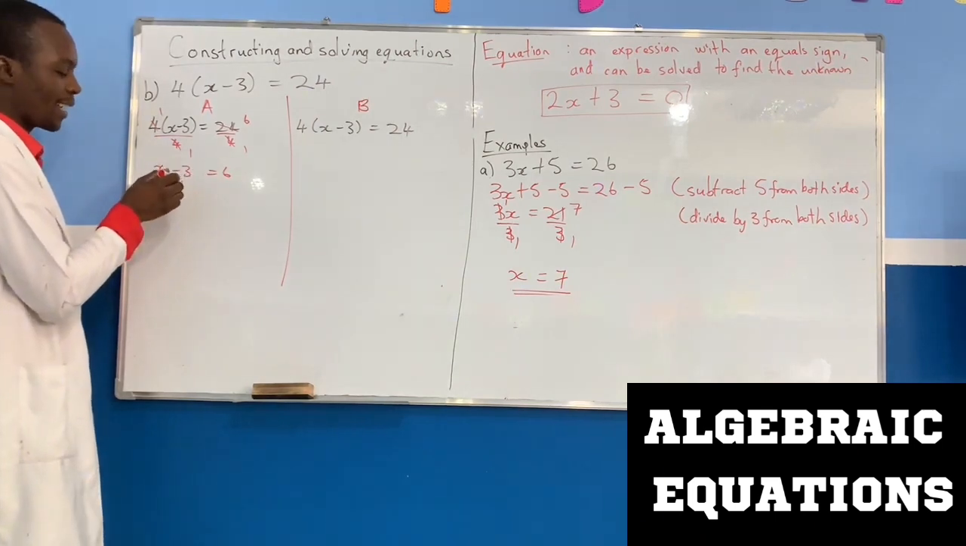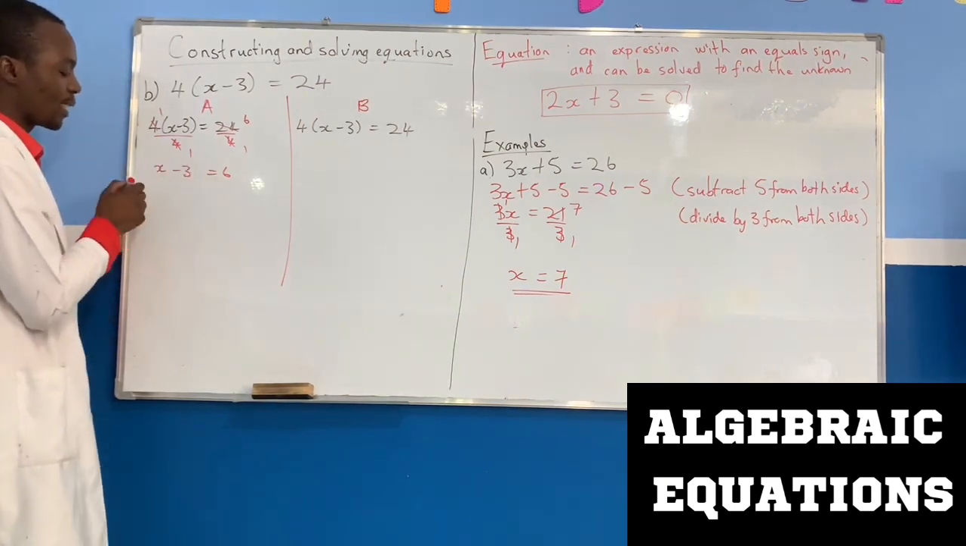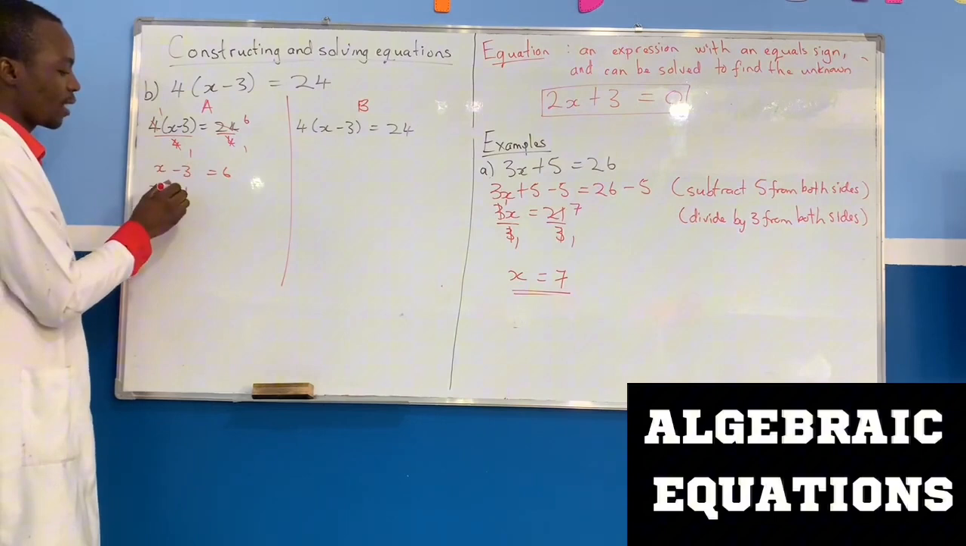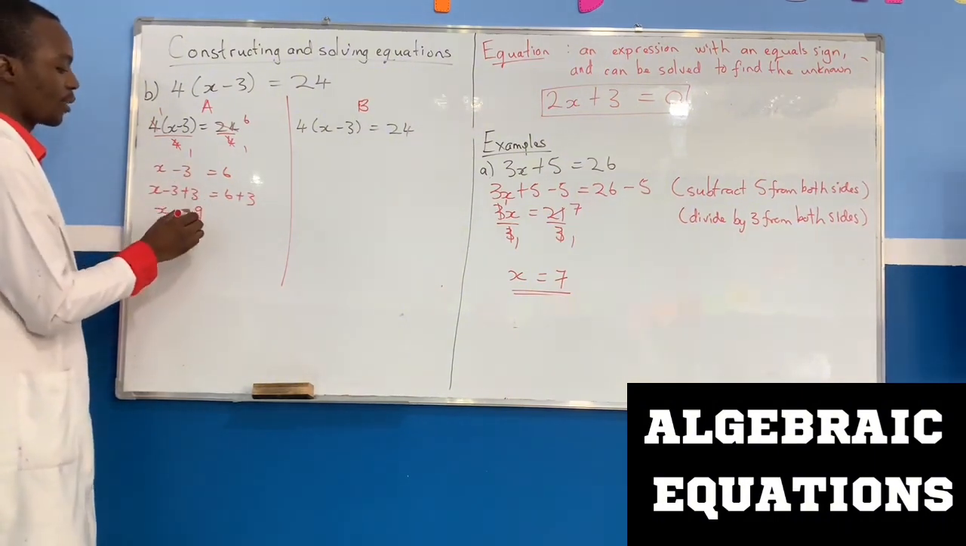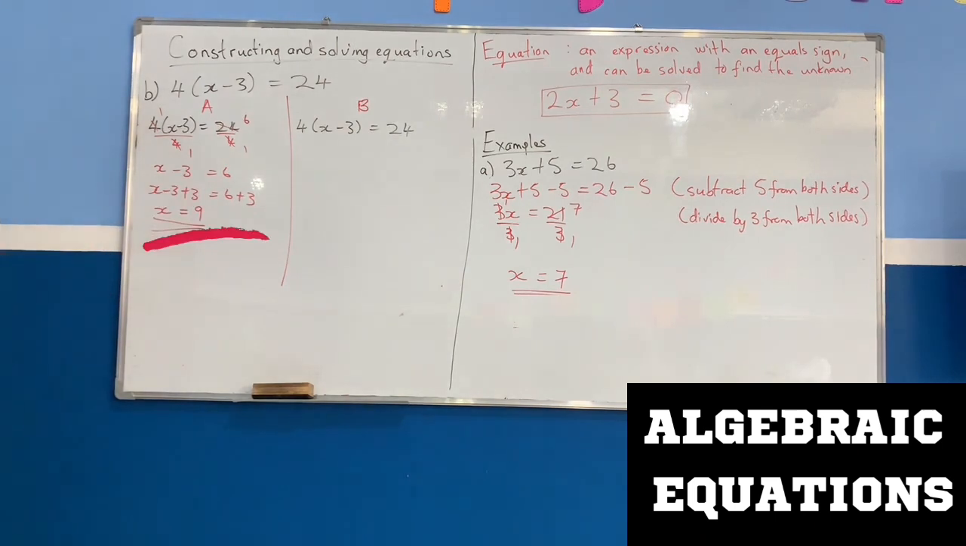And now it's simple. To solve it, I just add 3 on both sides. So it will be x minus 3 plus 3 equals to 6 plus 3. 3 minus 3 is equals to 0, so x is equals to 9.